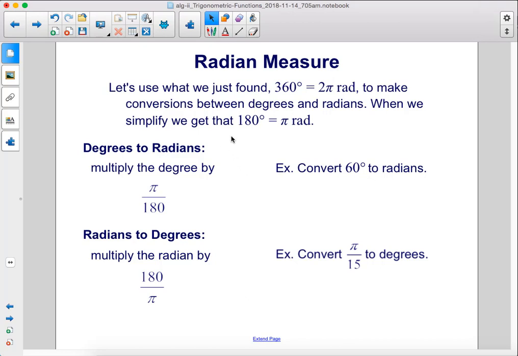When we simplify, we get that 180 degrees equals pi radians. So to go from degrees to radians, we will multiply the degree by pi over 180. So that converts 60 degrees into radians. To convert radians to degrees, we flip the fraction over and we multiply the radian by 180 over pi. That can convert something like pi over 15 into degrees.